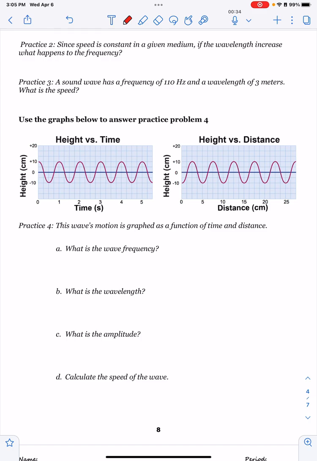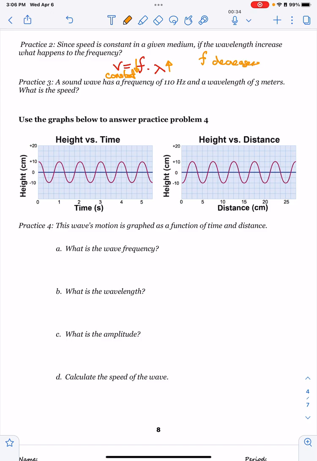Practice 2. Since speed is constant in a given medium, if the wavelength increases, what happens to the frequency? The velocity is equal to the frequency times the wavelength. If the speed is constant, v is a constant number. If the wavelength increases, and the product of frequency and wavelength is constant, then the frequency has to get smaller. F decreases.